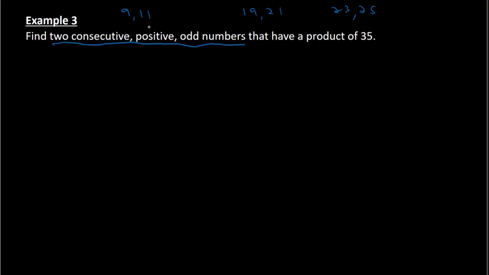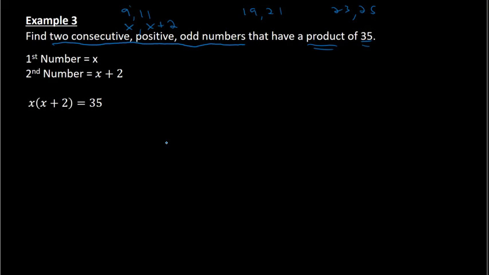But we don't know what it is, so if we let the first number be x, then the next number is 2 more than that, right? 9 plus 2 is 11, 19 plus 2 is 21, 23 plus 2 is 25. Whatever the first number is, we just add 2 to find the next odd number. So the second number is x plus 2. And then it says the product is 35, which means when I multiply them together, that would equal 35. So x times x plus 2 equals 35.